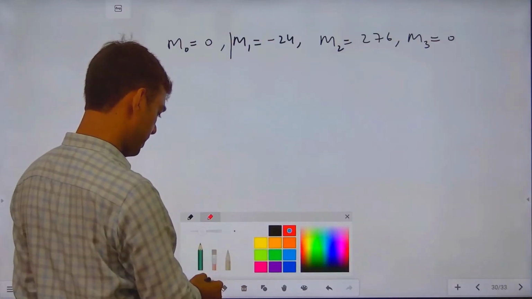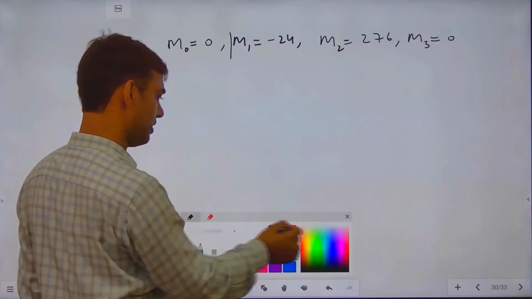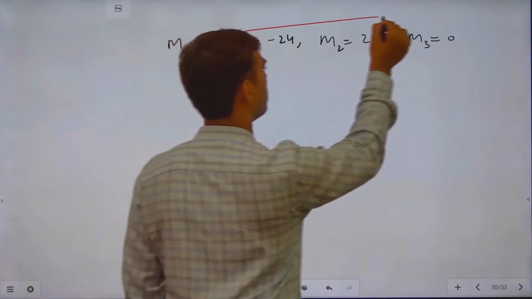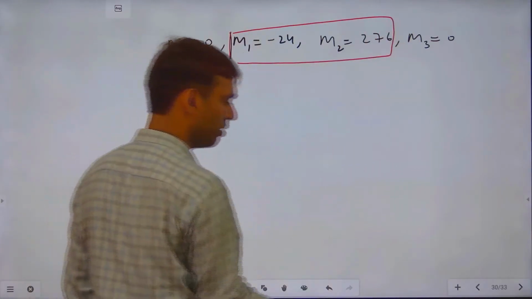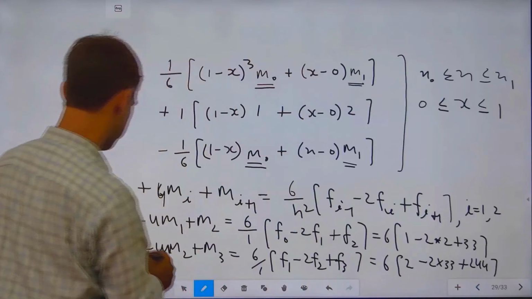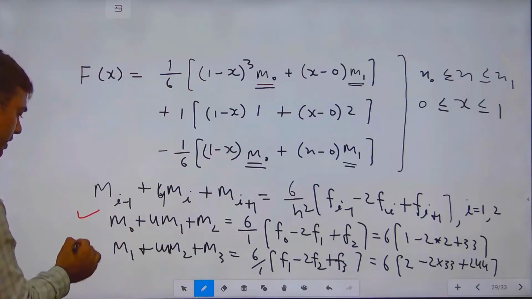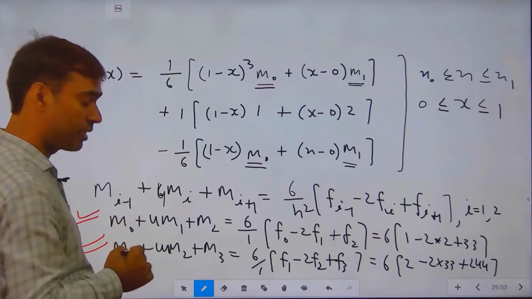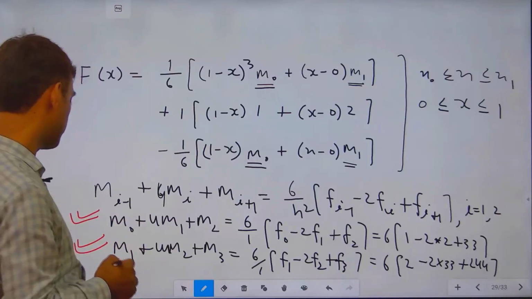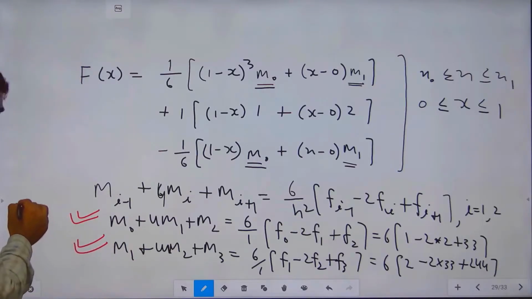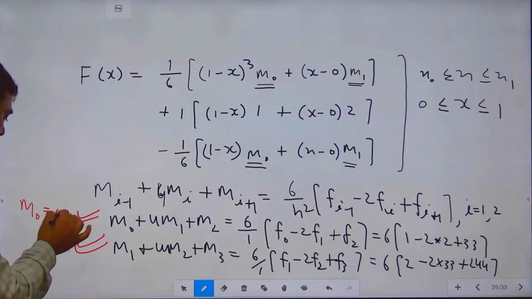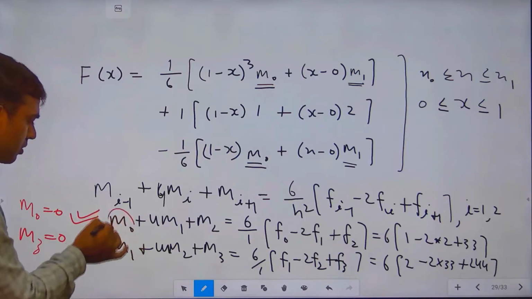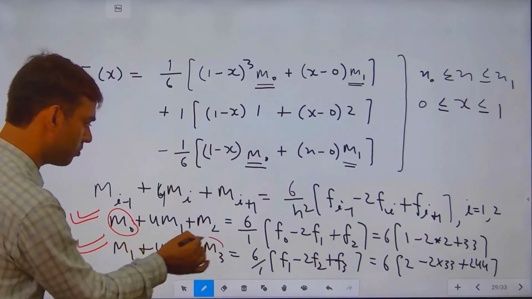In order to save time, we have already written the values of m1 and m2. This means we solve these two equations with the condition of a natural spline. What is the condition of a natural spline? m0 equal to 0 and m3 equal to 0. So here we put m0 equal to 0 and m3 equal to 0.